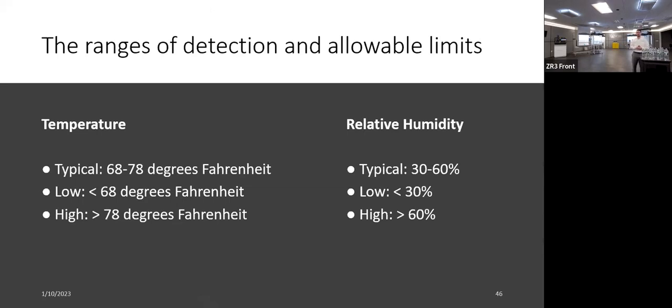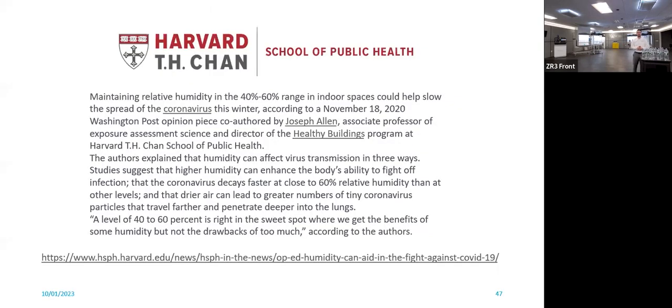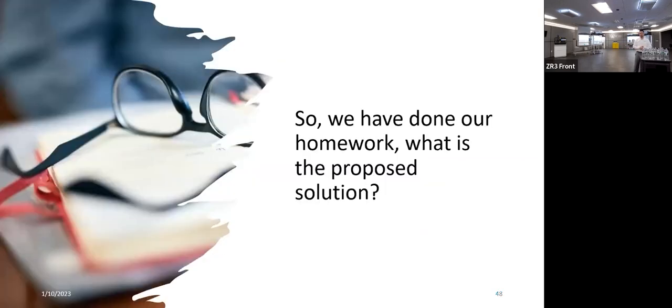And then range of detection for temperature and humidity. It's very critical to constantly monitor both temperature and humidity, because it does impact the infection rates. I don't know if any of you are familiar with Harvard T.H. Chan, but there's been studies of relative humidity, and it's clearly stated here a level of 40 to 60% is right in the sweet spot where we get the benefits of some humidity, but not the drawbacks of too much. And again, citations, which you guys will all have access to. And Dr. Joseph Allen, he's been instrumental with really trying to help get standards established. So looking forward to working with him more.